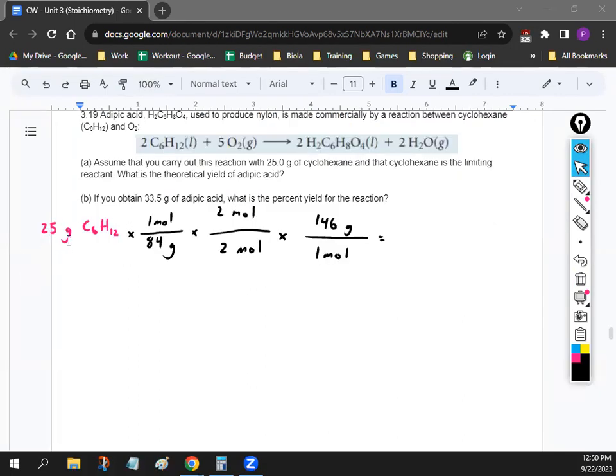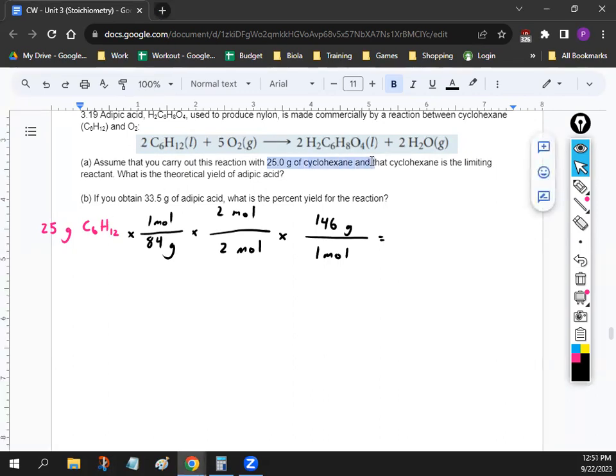All right, so we start with 25 grams of cyclohexane, and that cyclohexane is the limiting reagent, so we don't have to do stoich twice. It's just asking for the theoretical yield of adipic acid, and that formula is right here. It's given up here, but we also know it's not H2O, so there you go. So all we're going to do is take the molar mass of cyclohexane, so divided by 84.